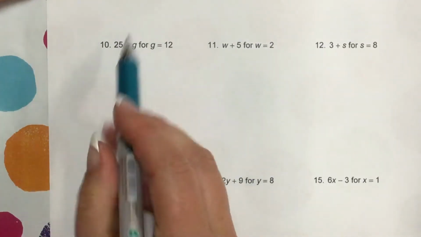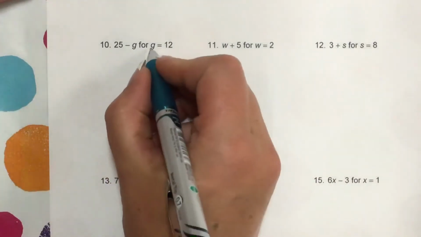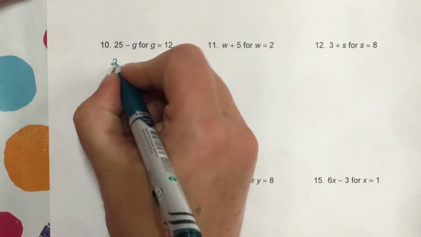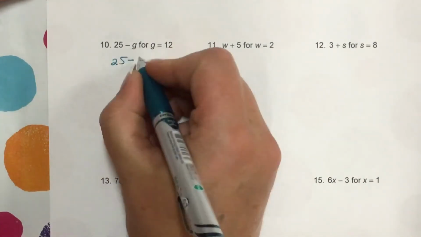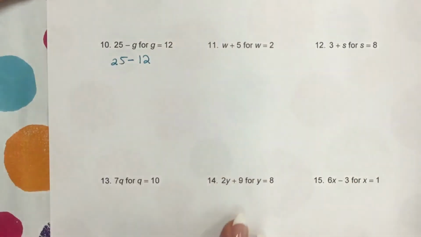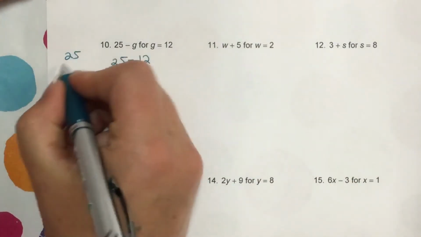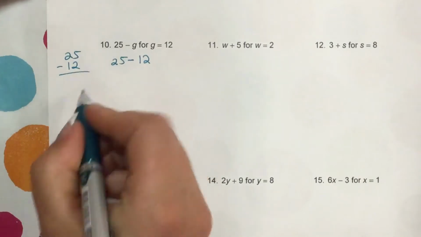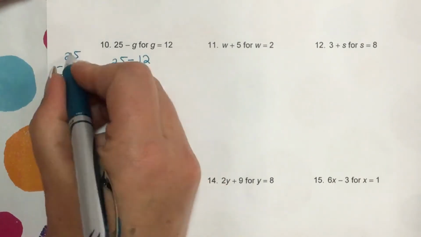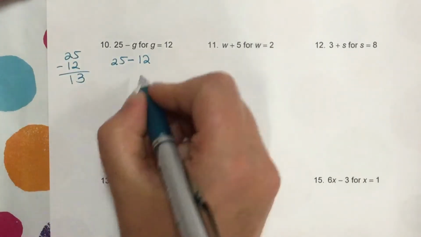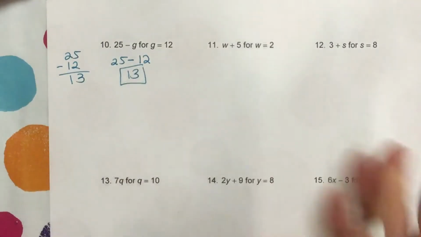Number 10, 25 minus G for when G is equal to 12. So we have 25 minus G. G is equal to 12. And 25 minus 12, I'm not sure. I'm going to do it over here on the side. Okay, 5 minus 2 is 3. 2 minus 1 is 1. So it's 13. If you got that one, great job.